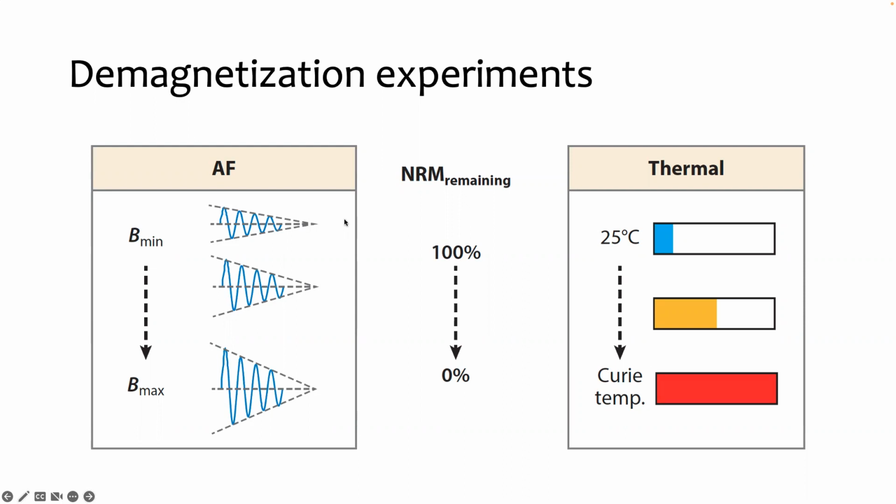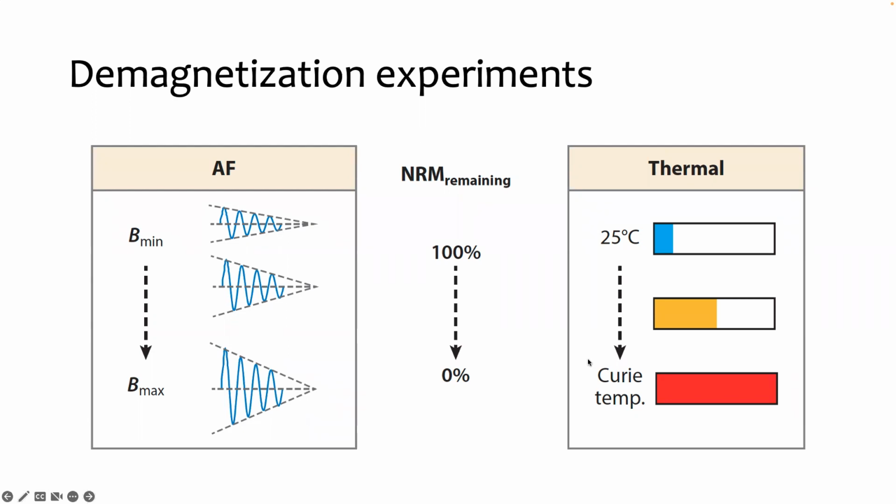And then after we measure it, we increase the intensity of the field, measure it again, increase the intensity of the field, measure it again, until we've removed all the magnetism in the sample. Likewise, in a parallel set of experiments, we heated the rock progressively from room temperature up to the Curie temperature of iron, so from 25 C to 780 C, again progressively removing the magnetization from the rock.